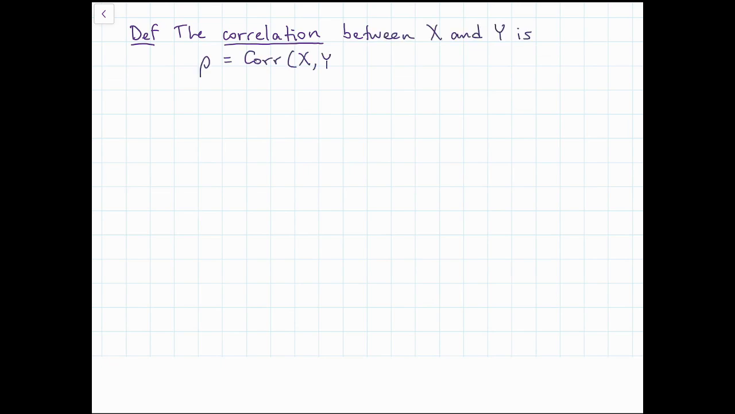All right. The covariance itself is great, but it can't really be interpreted in terms of the magnitude. So we also define the correlation between x and y as the covariance divided by the square roots of the variance. And we sometimes give that the Greek letter rho. That's not a p, it's a rho.